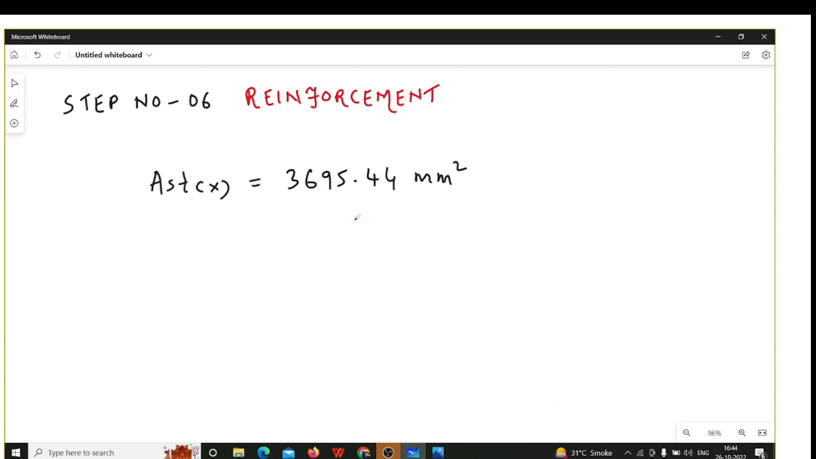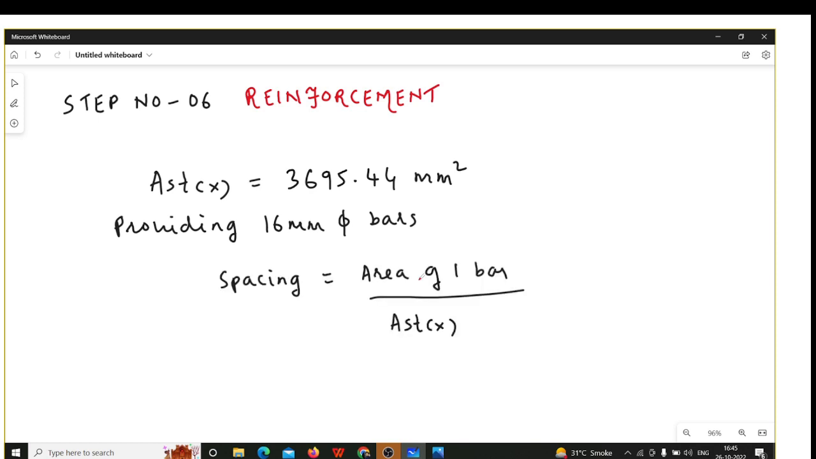So this is the value of AST that we are getting after solving the equation. You have to assume some diameter of the bar. After assuming the diameter of the bar, you have to find the spacing between the bars in terms of center to center distance between the bars. So how to find that? We have the formula: spacing equals area of one bar divided by ASTX, whatever AST you have calculated, into the width of the footing. So here the width of the footing is 2500 mm.